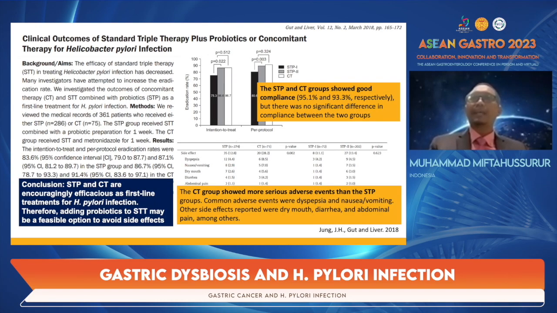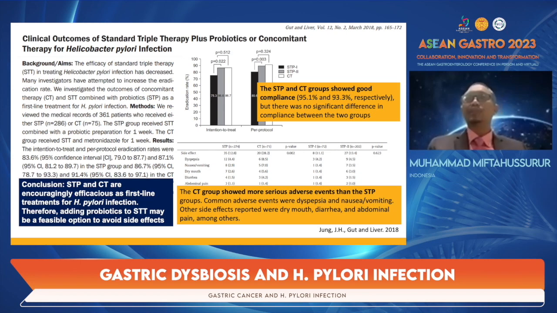In this slide, we can look at the result of a clinical study that investigated the outcome of concomitant therapy and also standard triple therapy combined with probiotics in H. pylori eradication. The results show that in the intention to treat and per protocol analyses, the eradication rates in the STP group were 83.6% and 87.1%, whereas in the CT group they were 86.7% and 91.4%. The two groups showed good compliance and there was no significant difference in compliance.